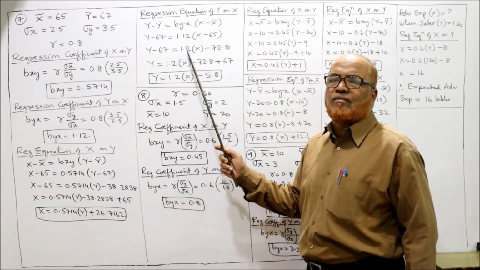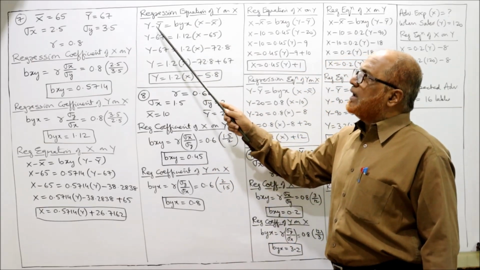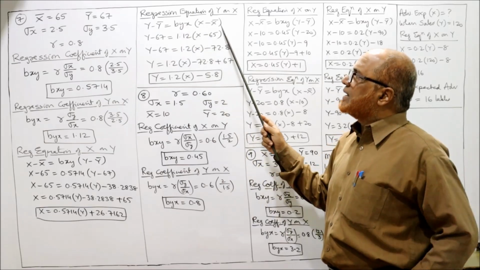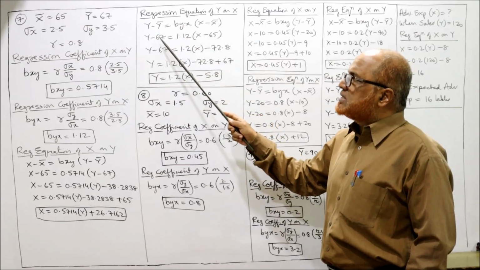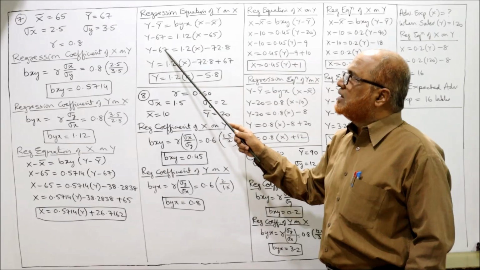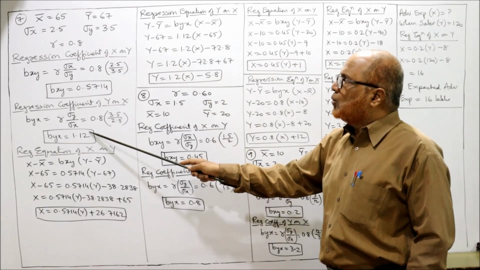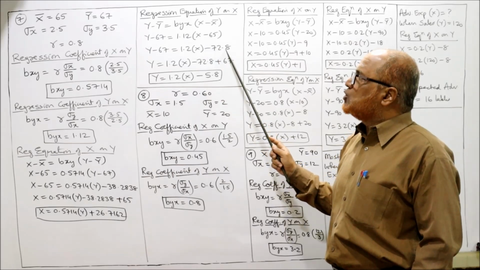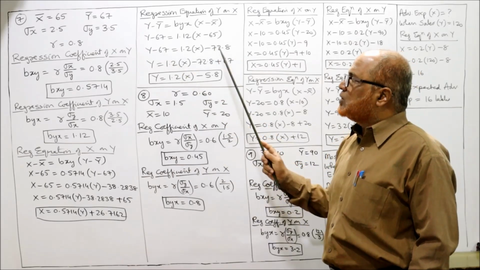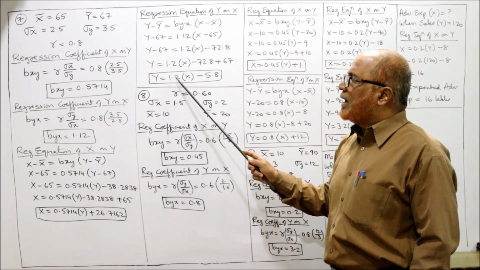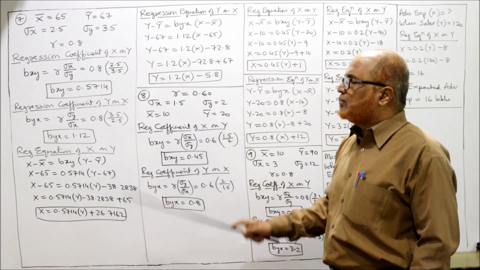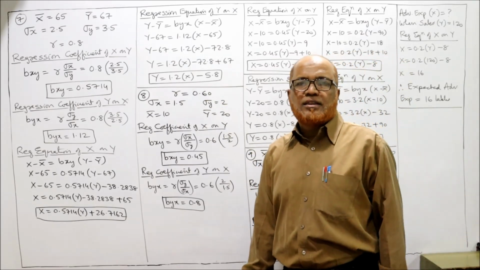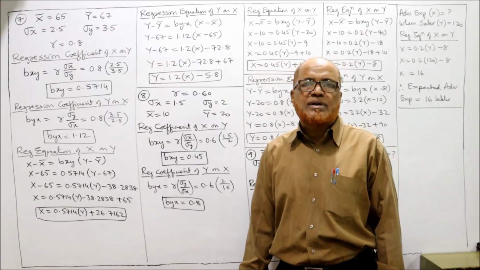Similarly, the regression equation of y on x. Y on x: y minus y bar is equal to byx into x minus x bar. So y minus 67, y bar is 67. Byx is 1.12, times 65, 72.8. Bring the 67 to the RHS, plus 67. So y is equal to 1.12x minus 5.8. That's all. This is the end of problem number 7.